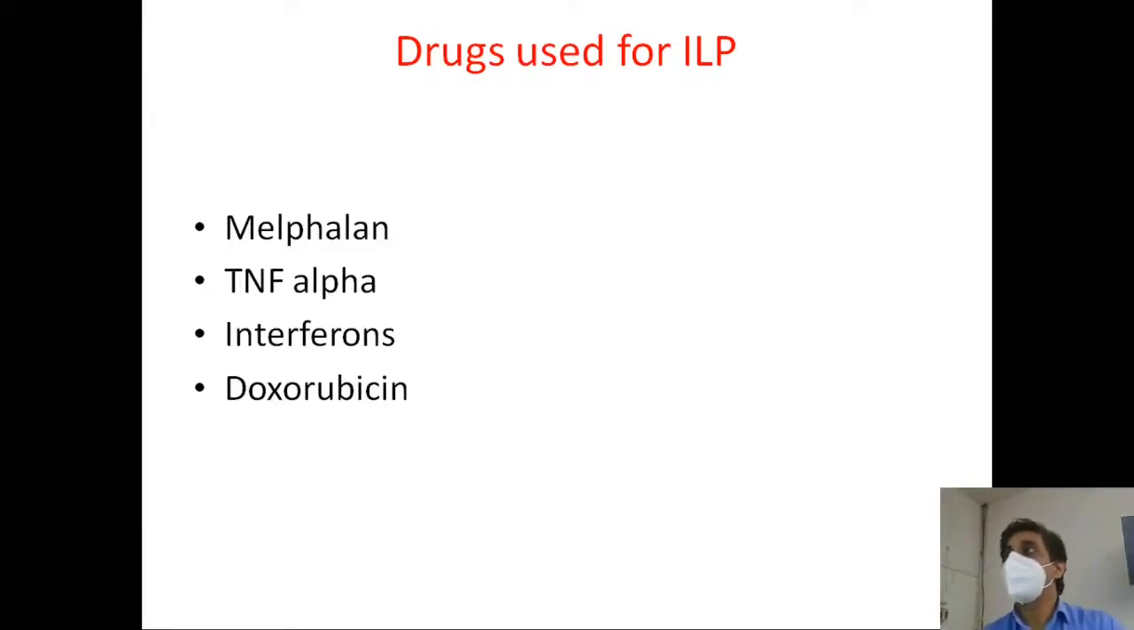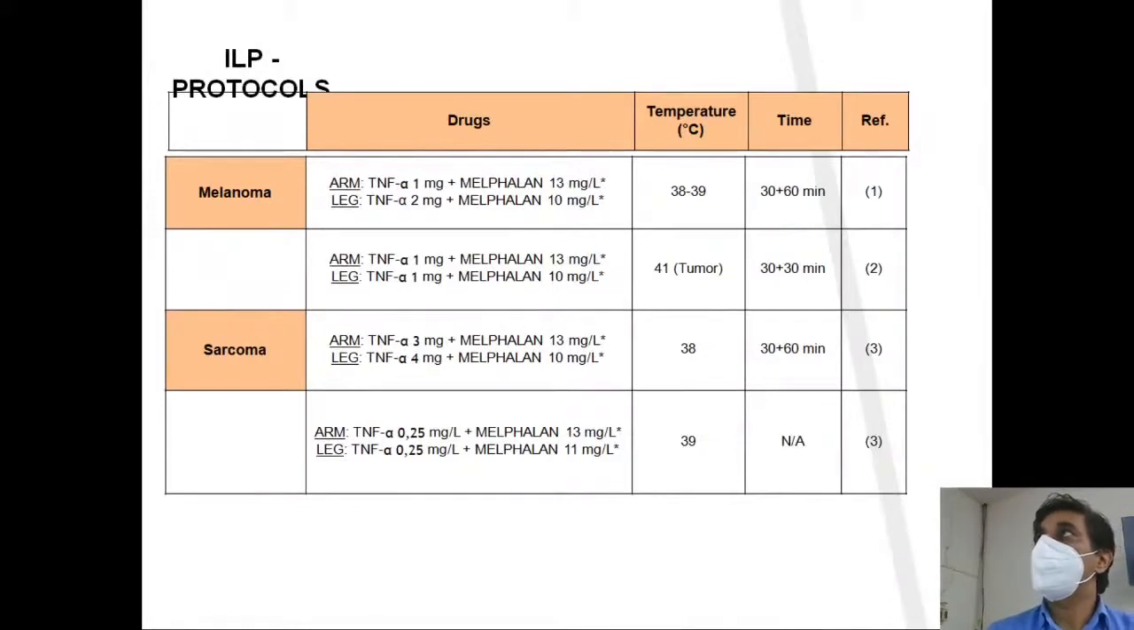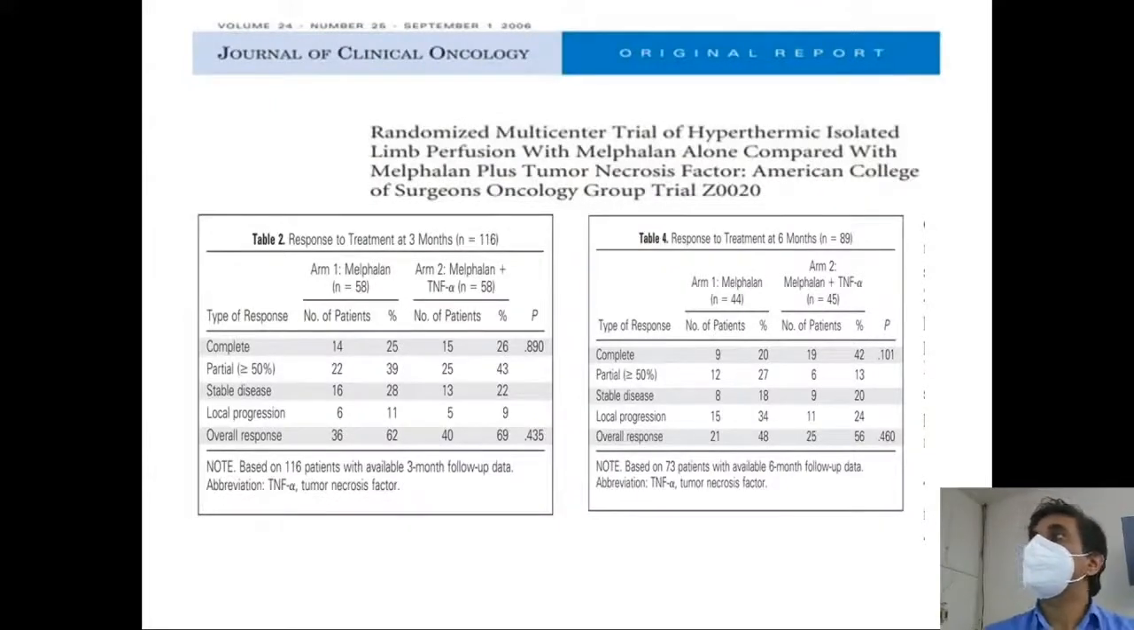Mainly melphalan and TNF alpha are used. Otherwise, in the case of sarcoma, doxorubicin and interferon have also been tried. These are the drug treatment time protocols for upper limb and lower limb in the case of melanoma and sarcoma. However, the use of TNF alpha with or without melphalan is controversial. This is an article comparing the role of TNF alpha with or without melphalan, and the authors have shown that at the end of 3 months, the complete response rate and overall response are similar in both arms, using only melphalan and melphalan with TNF alpha. These results were reproduced at the 6 month interval.